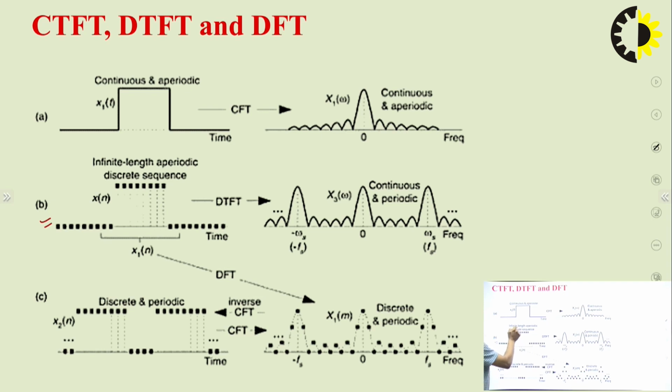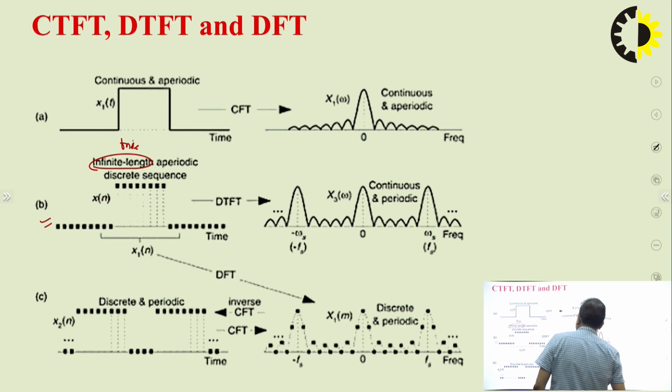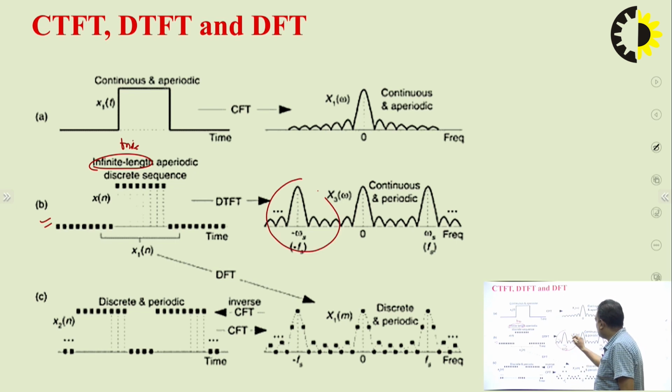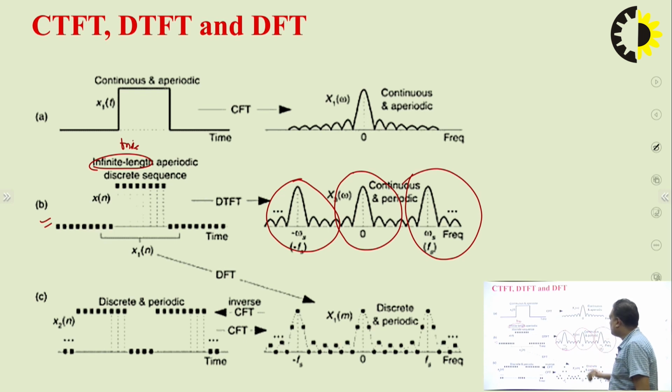It may also be possible that the length of this is finite. For finite length signals also DTFT is possible. Okay, but you can see in this case, this 0 to 2 pi is repeating itself. Okay, so the spectrum is continuous but periodic with period 2 pi.